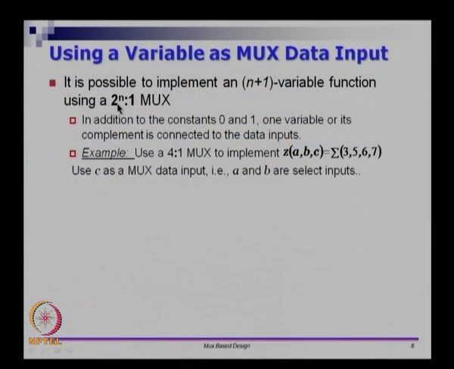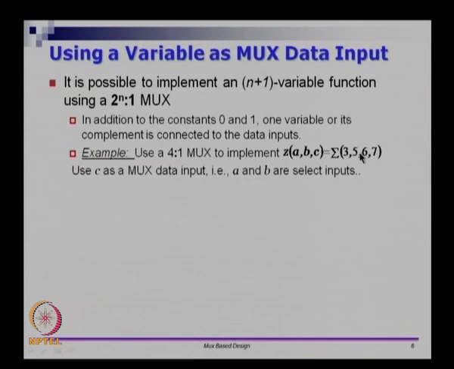So you take n of these variables and give them as select lines, and in the inputs you put 1, 0 and a function of the other variable that you have eliminated. So when you go from n+1 variables to a 2 power n is to 1 mux, the input vector can be just a function of one of the variables. We will see a quick example later. So in addition to the constants 0 and 1, you will use one variable either in the complemented or the uncomplemented form. So let us see this example.